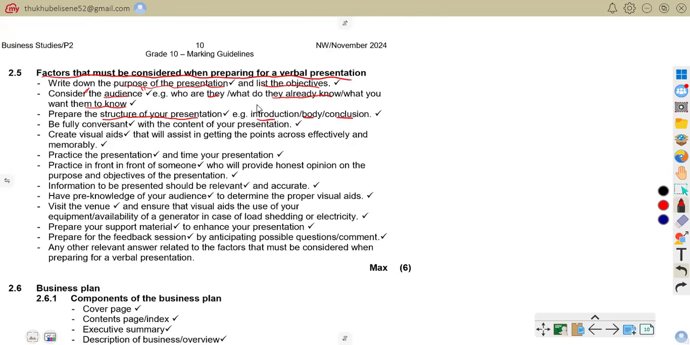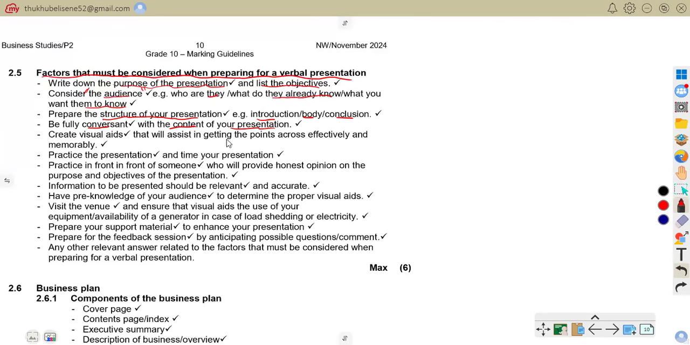So make sure that you have a very interesting introduction. Make sure that you capture the very important points early in your introduction, and make sure that your body as well is very enriched, and conclude very well. Moving on, be fully conversant with the content of your presentation.